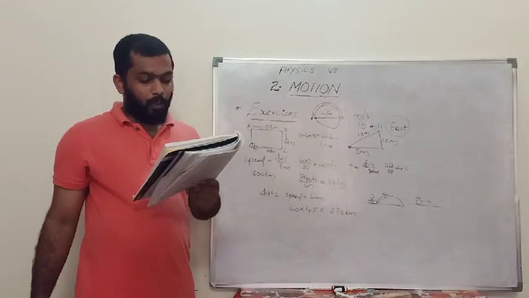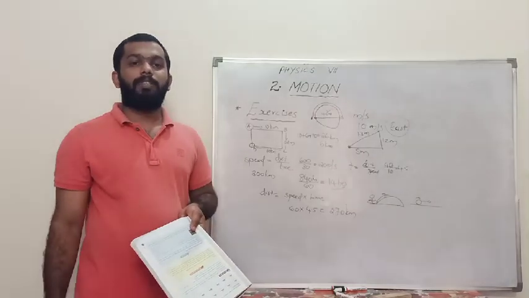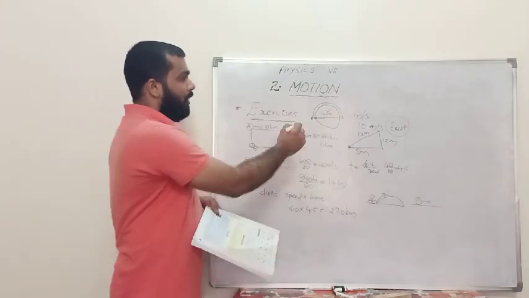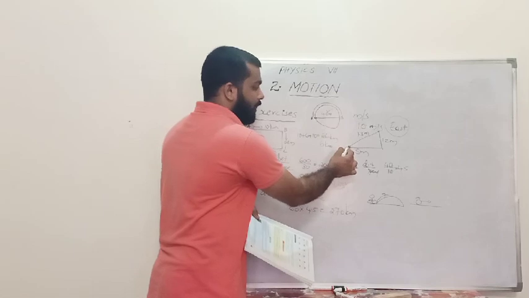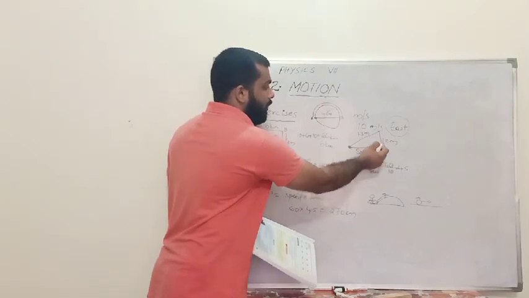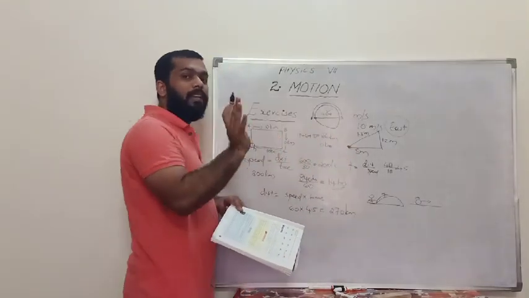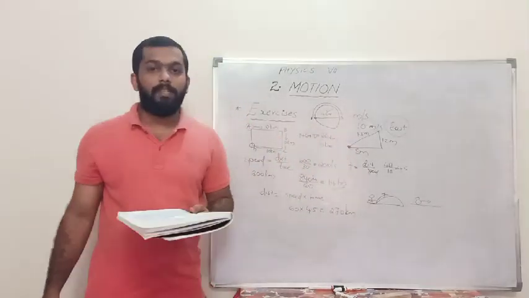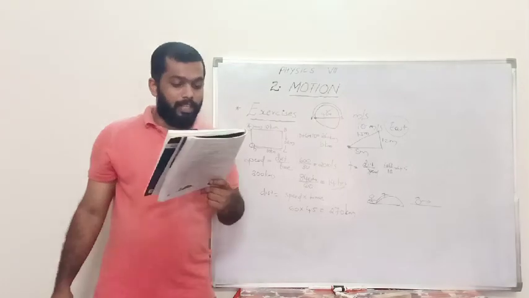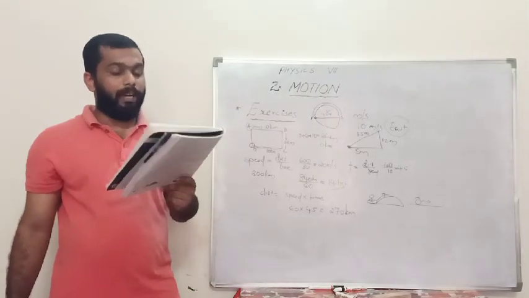The question is, what is his displacement? As I have said, initially he started from here, 5 meter, then 12 meter, 13 meter, but again he has reached the same point. So he is not having any displacement. Displacement is 0.